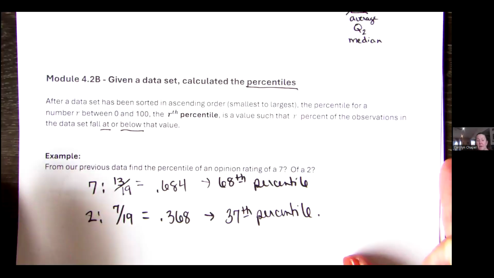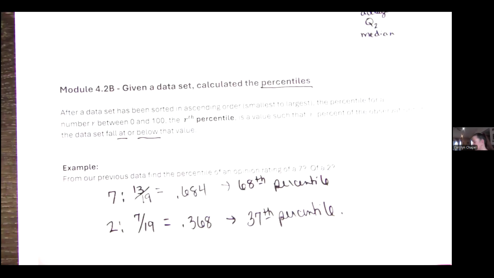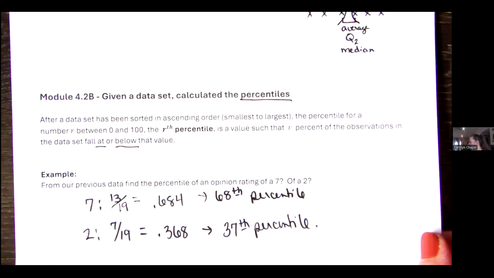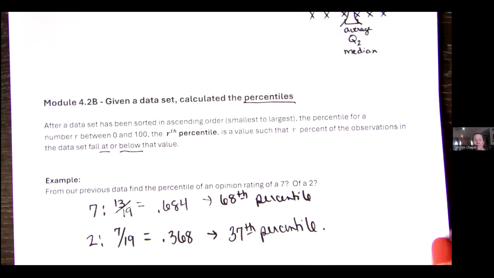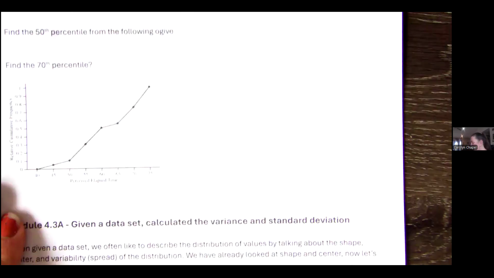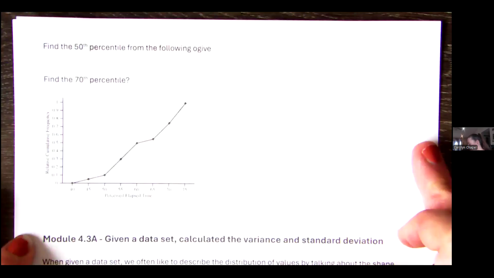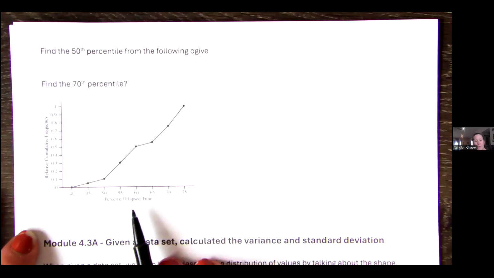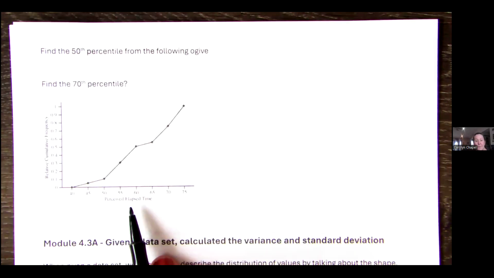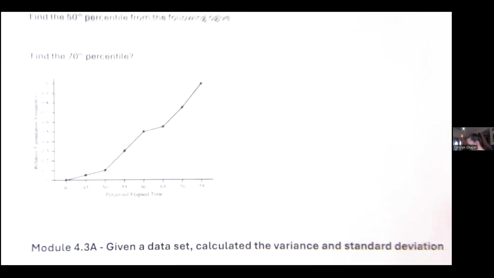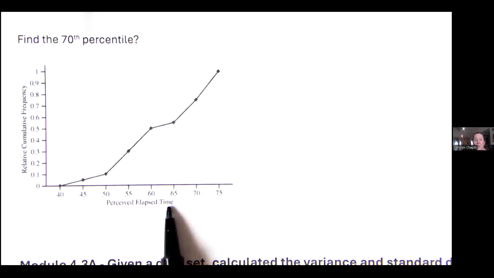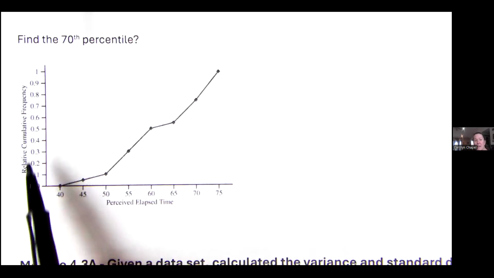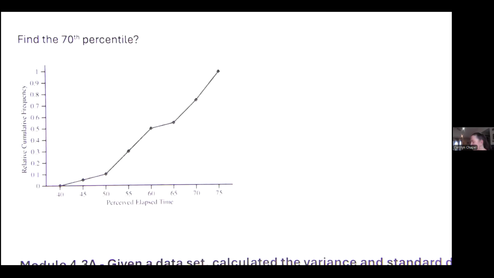Sometimes we are looking for what value gives us a certain percent. And that's when that ogive comes in handy. So this was an ogive that I stole from our textbook. And I'm going to zoom in a little bit more here so you can read it. This is the perceived elapsed time, and this is our relative cumulative frequency. So that's the ogive that we learned how to read.